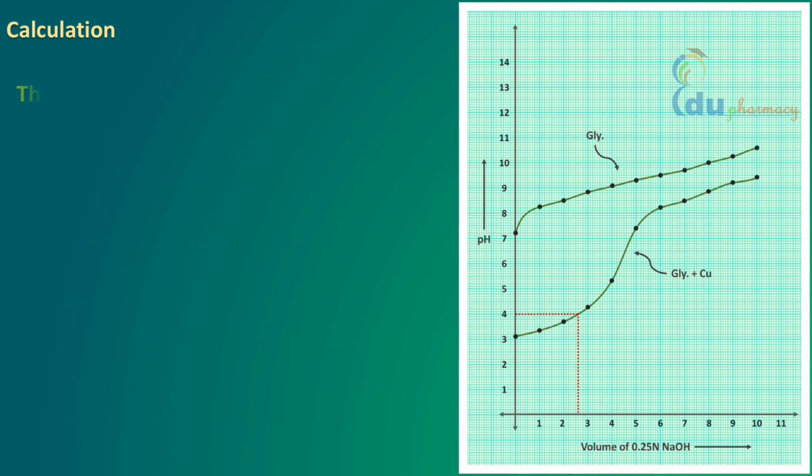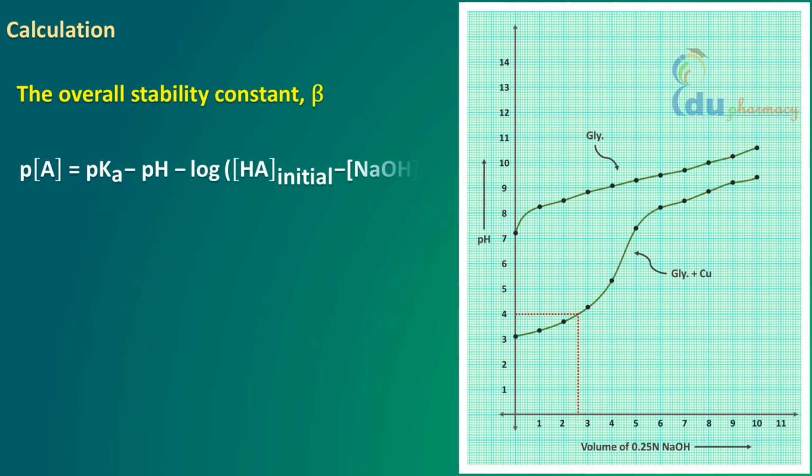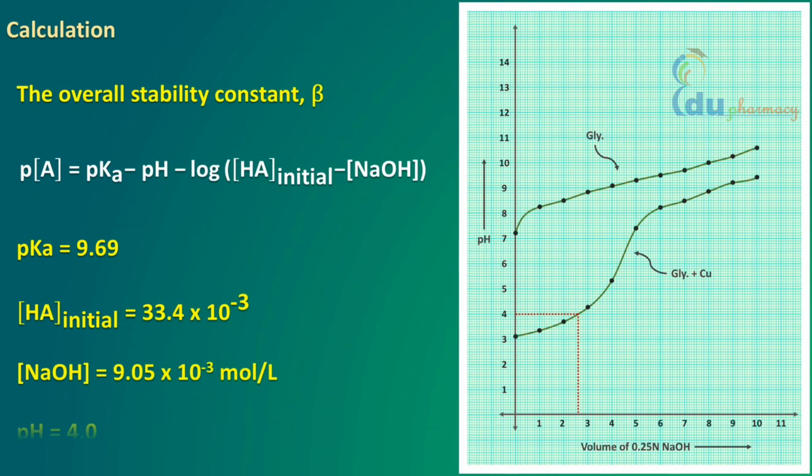Now, let's move ahead with the calculation of the overall stability constant. Here we have some values with us. The pKa of glycine is 9.69. HA initial, or the concentration of glycine at the initial stage we took, is 33.4 × 10^-3 mole per liter. The concentration of sodium hydroxide utilized, as we have calculated, at pH 4 is 9.05 × 10^-3 mole per liter.